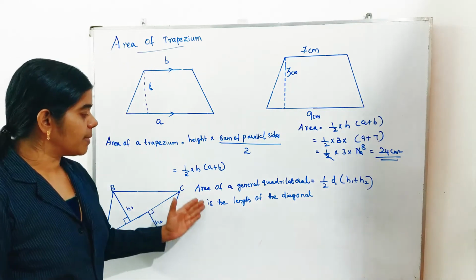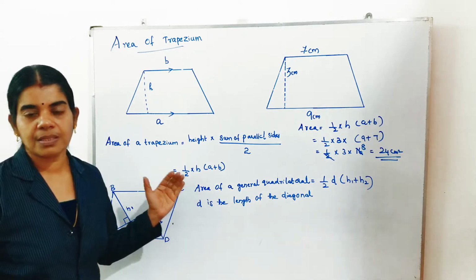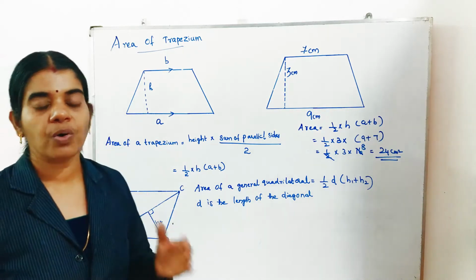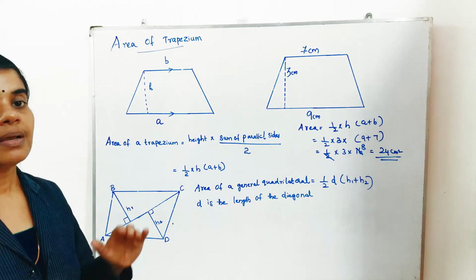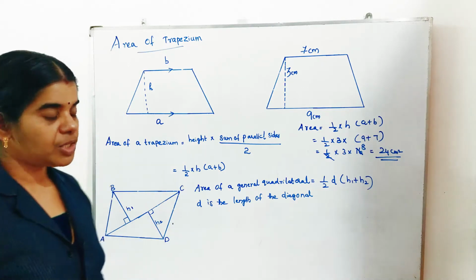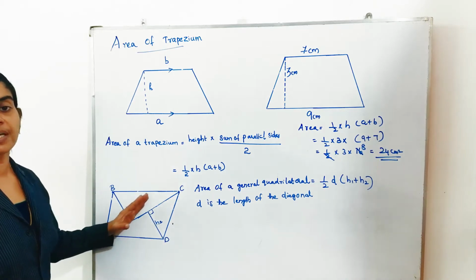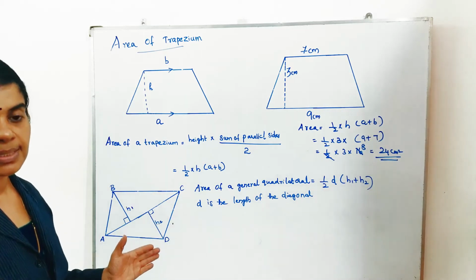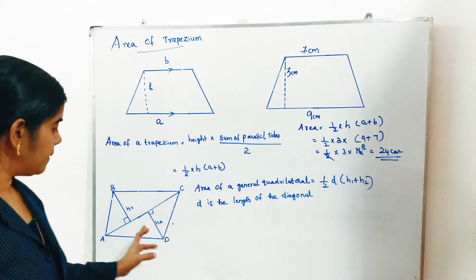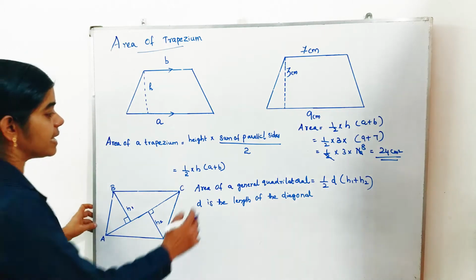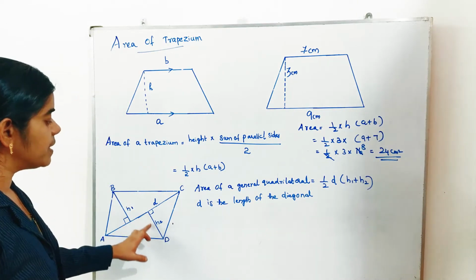Next we are discussing the area of a general quadrilateral. Now, no special names are given, not trapezium or rhombus, nothing. One general quadrilateral, a four-sided figure, is given. How can we find this area? Normally, for the quadrilateral we divide it along a diagonal into two triangles. The triangle's area you know is half into B into H. Then, D is the length of the diagonal, so half into D into (H1 plus H2).